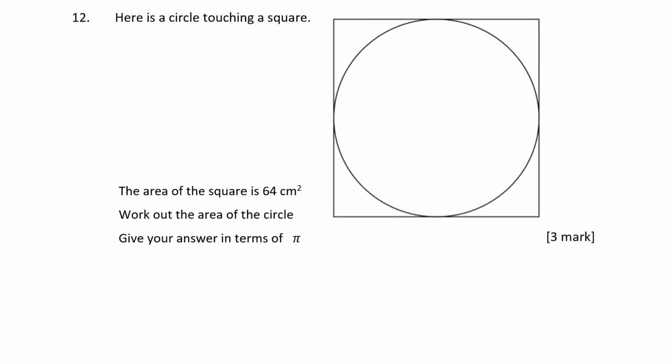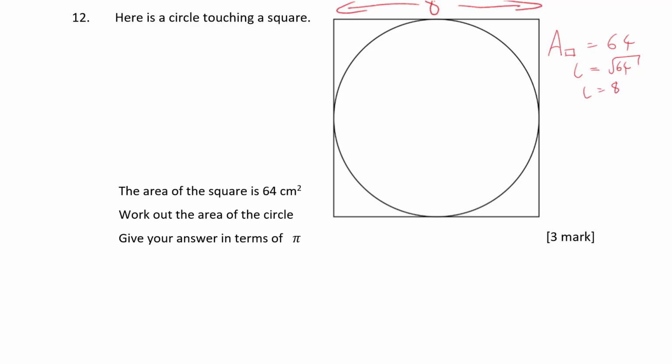Question 12. Here is a circle touching a square. The area of the square is 64 centimeters squared. Work out the area of the circle, giving your answer in terms of pi. Okay, so if I know that the area of the square is equal to 64, then each length must be the root of that, because area of a square is length squared, isn't it? So L is going to have to be 8, okay, which means it is 8 from there to there.